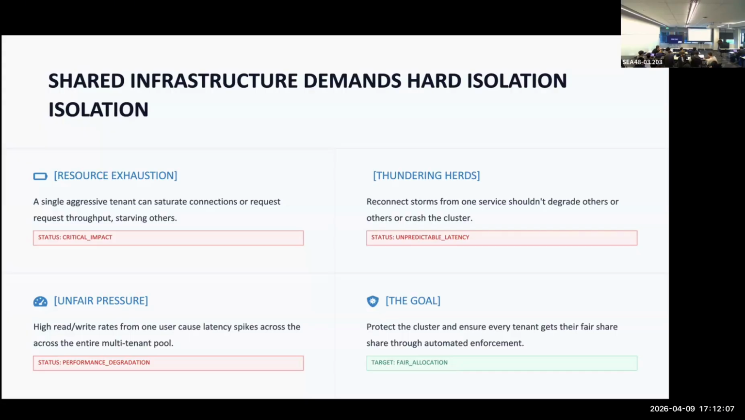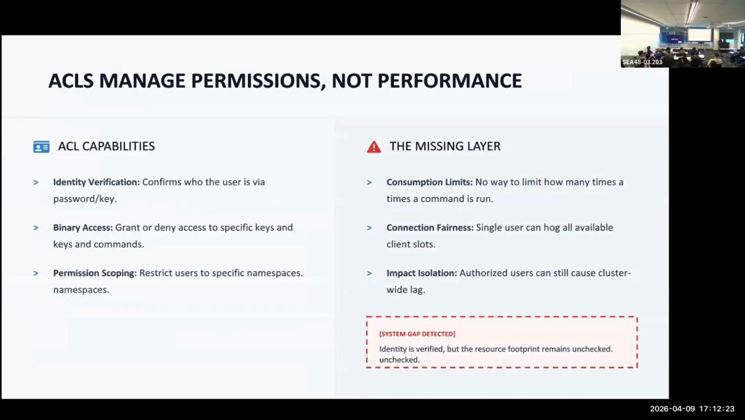One tenant is reading a lot or writing a lot, which puts unfair pressure on the server. So the goal is to fairly allocate connections, read rates and write rates across all tenants. What we have now is Access. Access is great, it's good for security, but the gap is that there's no way of making sure these active users can be restricted in any way, so they don't hog resources.